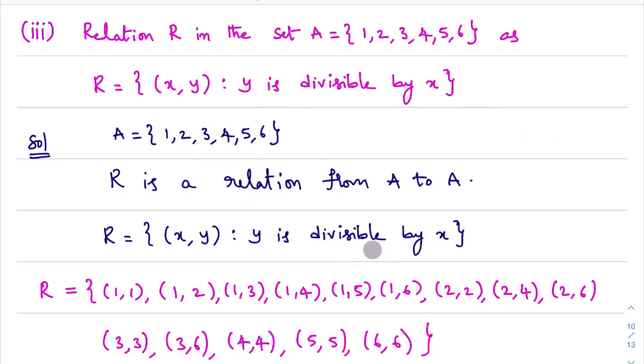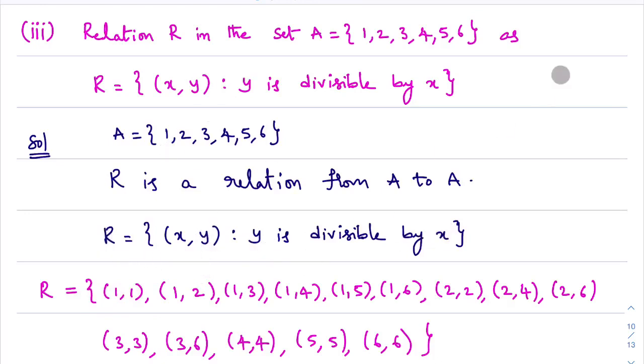First thing, which ordered pair belongs to this relation? y is divisible by x. Suppose (1, 1), the first element in A cross A. 1 is divisible by 1. Of course 1 is divisible by 1. So the ordered pair (1, 1) belongs to this relation.